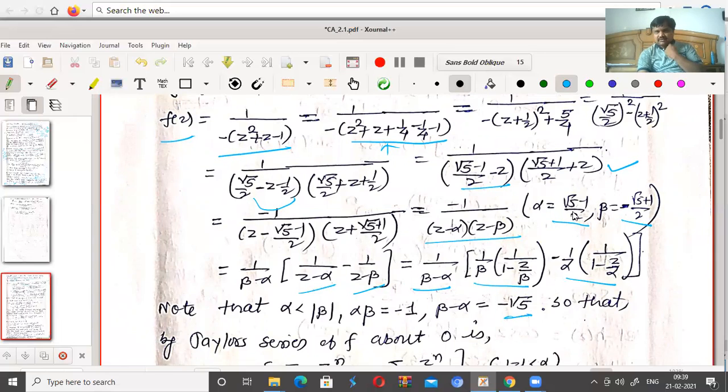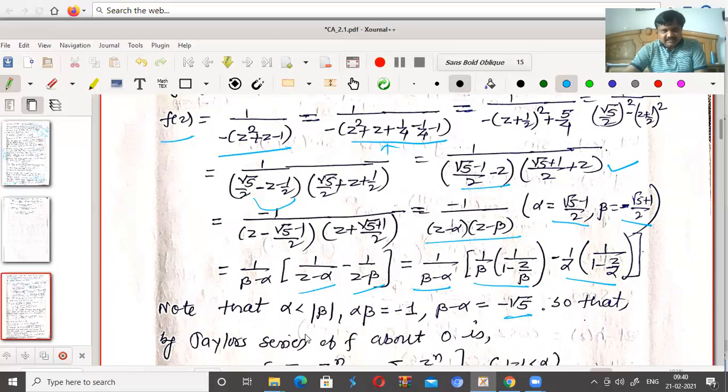If I take the product, root 5 minus 1 by 2 into beta, that is minus of root 5 minus 1 by 2 times root 5 plus 1 by 2. So we get minus into bracket root 5 minus 1, root 5 plus 1. That is 5 minus 1, 4, divided by 2 into 2, 4. So we get 4 by 4, that is 1, and this minus sign. Beta minus alpha, if we take beta minus alpha, you will get minus of root 5.